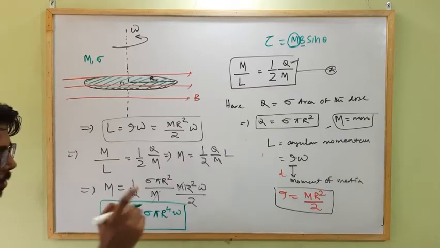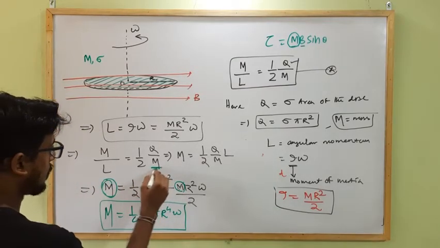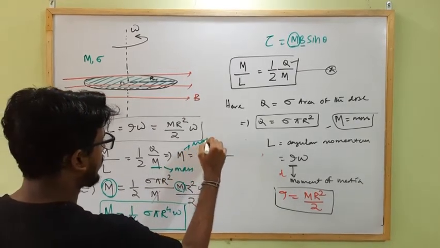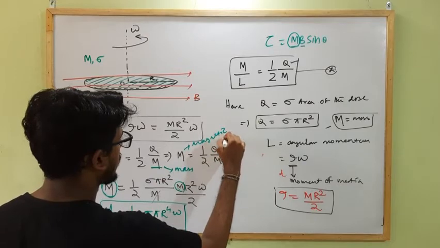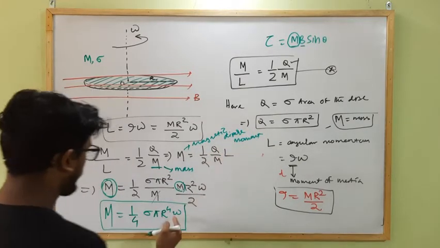Here we should not get confused between this m and this m. This is the magnetic dipole moment and this is the mass. This is mass. This is the magnetic dipole moment. Okay, so from this we will get M.